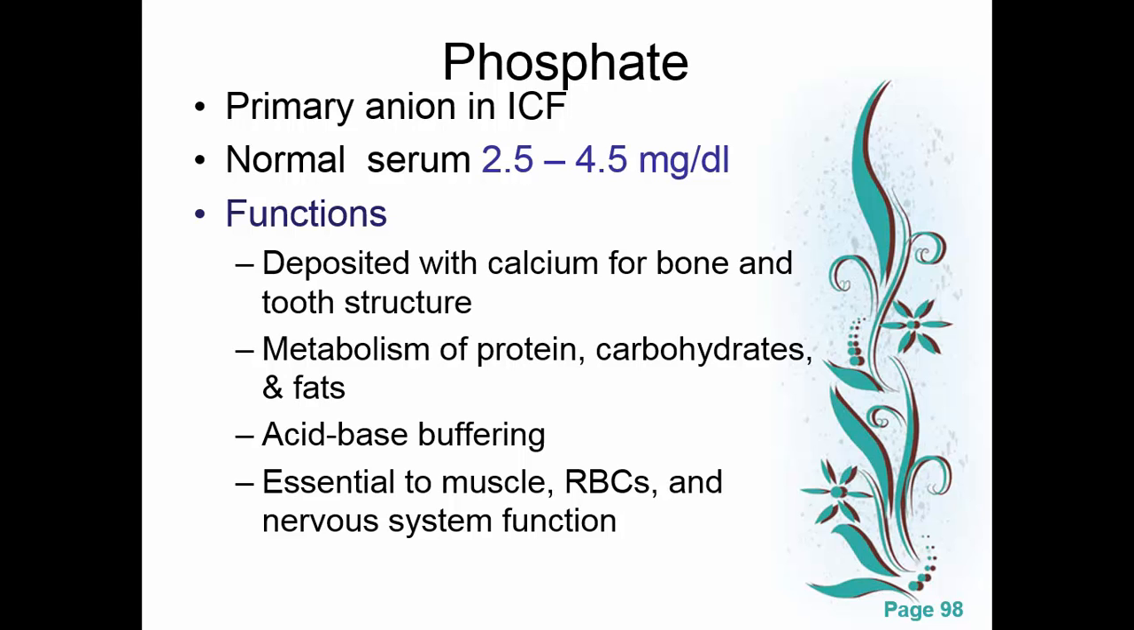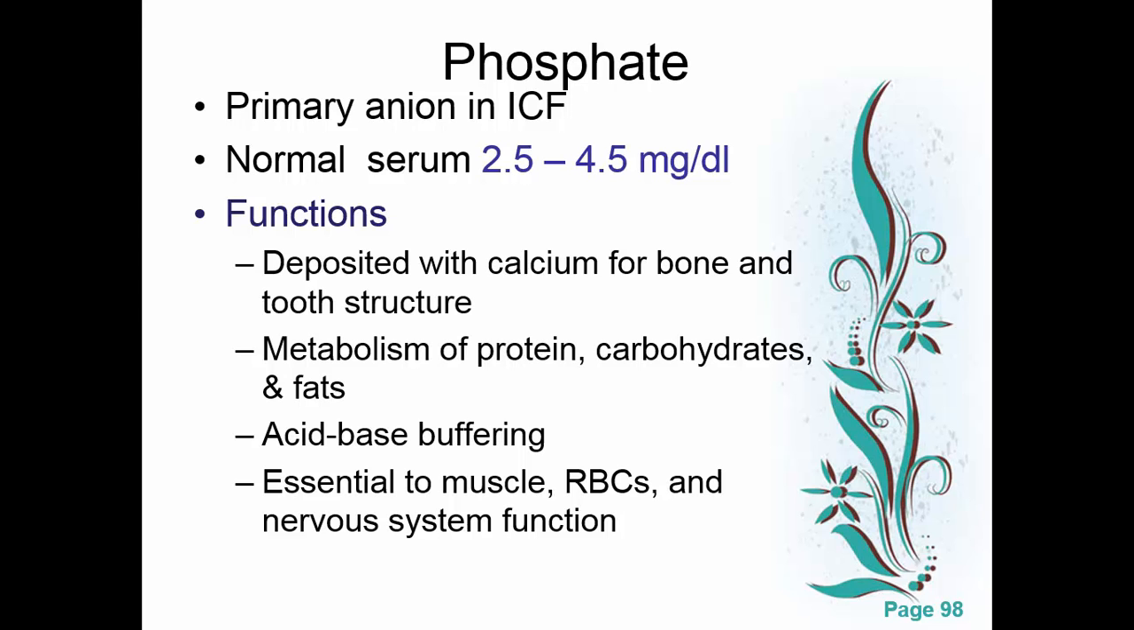All right, phosphate is the primary anion in intracellular fluid, normal levels 2.5 to 4.5. Functions are deposited with calcium for bone and tooth structure. It helps to metabolize proteins, carbohydrates, and fats. Also helps in acid-base buffering because it binds with hydrogen, which occurs primarily in the urine, making it the primary urinary buffer. It is essential to muscle, red blood cell, and nervous system function.